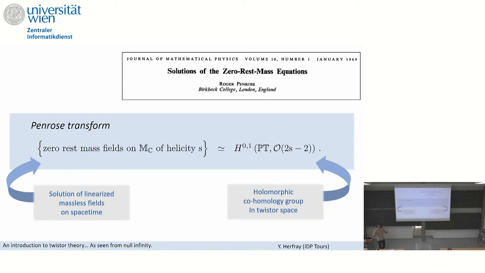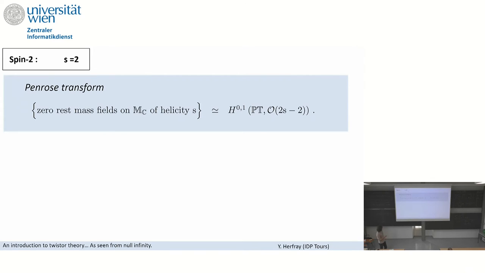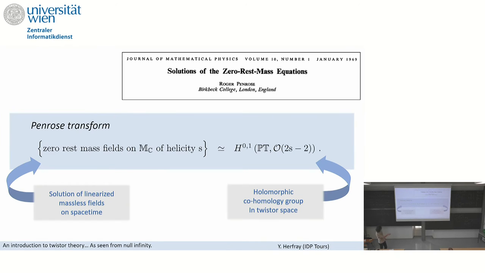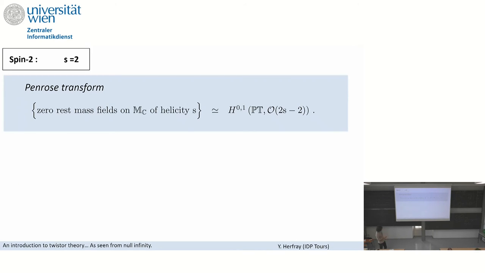But you see, the moral of the story is that you should think of it as some sort of Fourier transform. You go to another space, and you're describing your linearized theory in a different way. So how does that work? It works for any spin, but for concreteness, I'm just going to work this out for you for spin two.